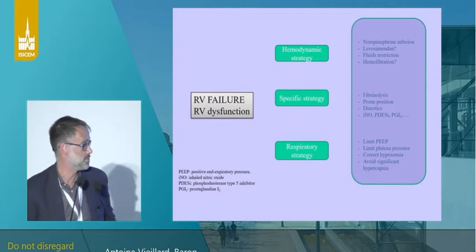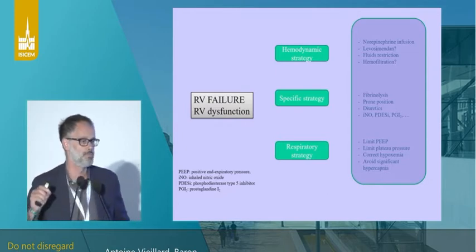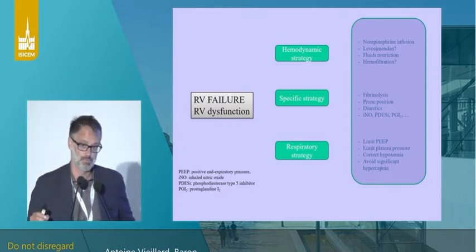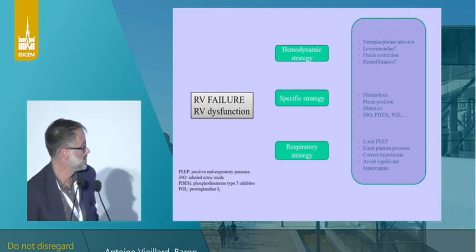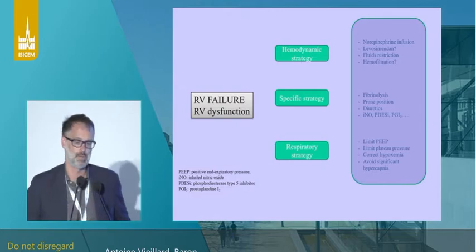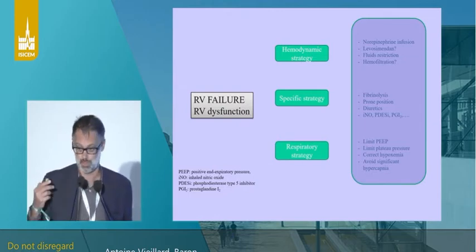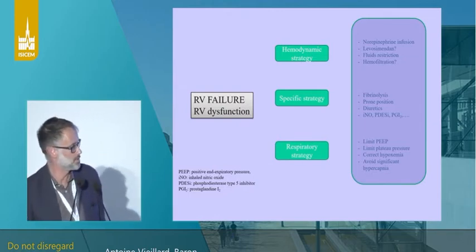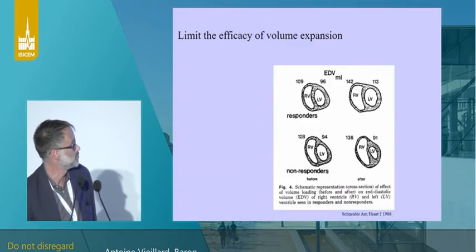and of course a respiratory strategy, because if you apply a positive pressure into the lung, in this patient you absolutely need to limit certain parameters that may act on the pulmonary circulation, and as a consequence, may worsen the RV function.